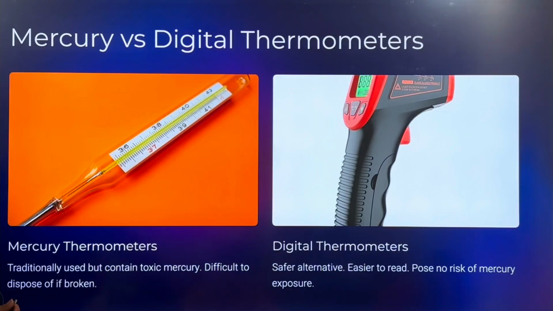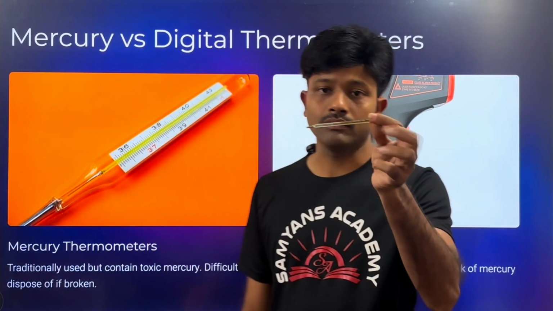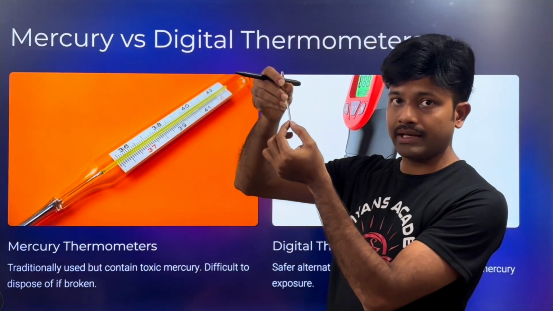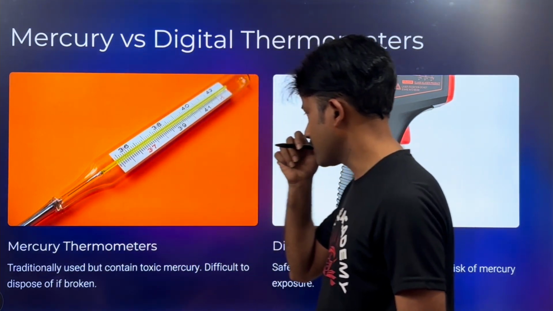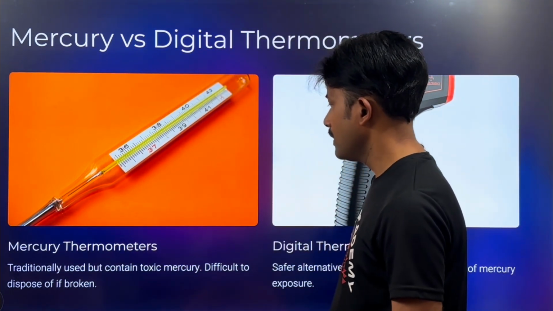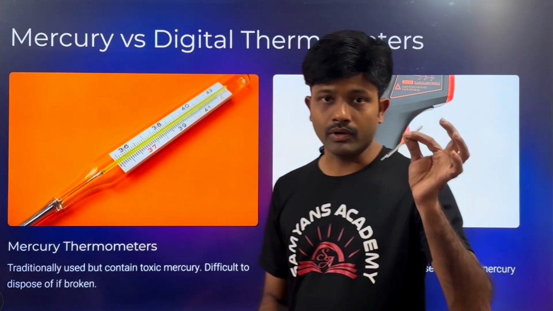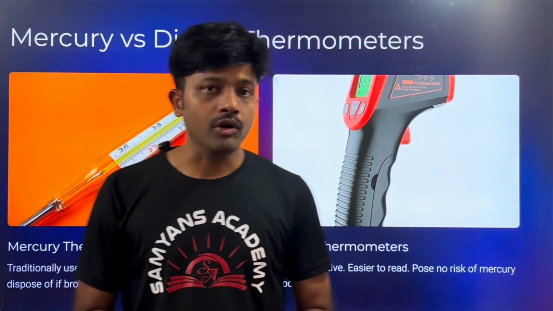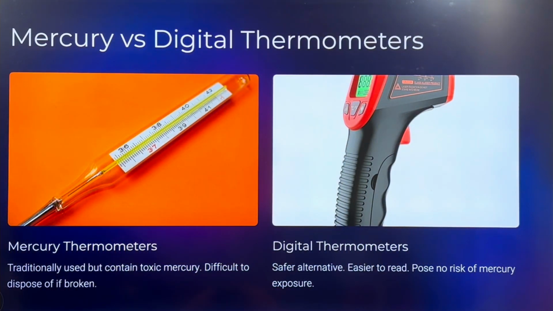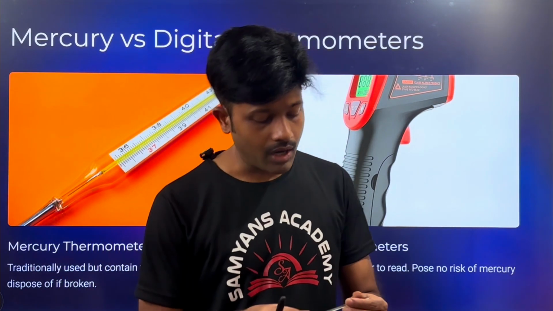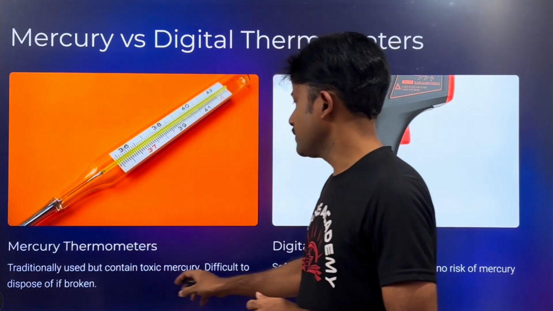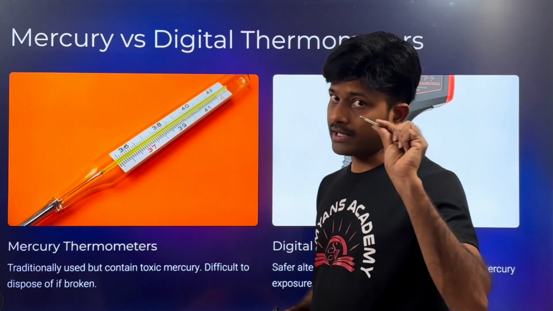Yes or no? Now, this is a mercury versus digital thermometer. Already in my hand, I have one mercury thermometer, and this mercury thermometer has one kink, like that. The mercury thermometer is traditionally used but contains toxic mercury and is difficult to dispose of if broken. If it is broken, this mercury becomes very toxic. So we have to handle it very carefully, right?